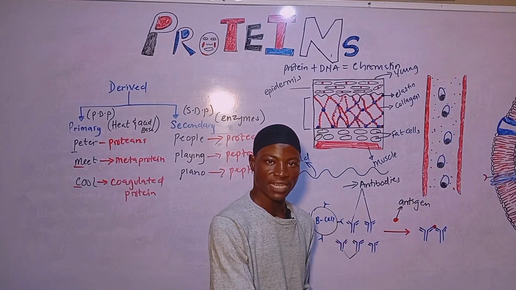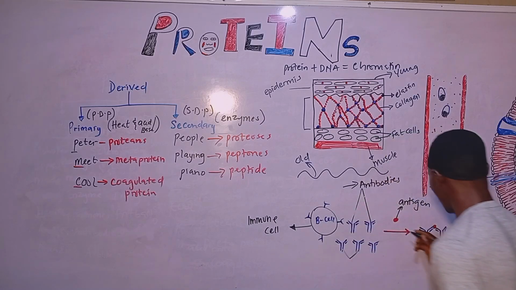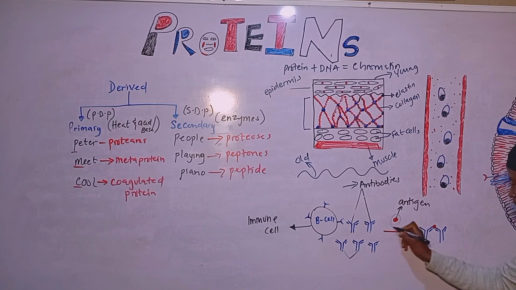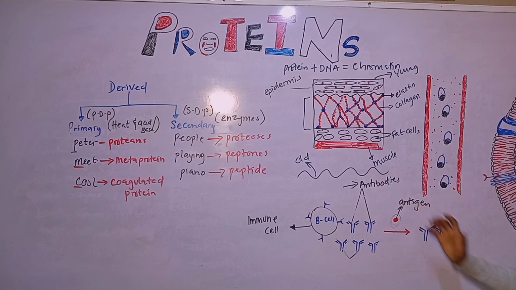And how do they fight against antigens? They bind to the antigen, and that's exactly what you are seeing here. Once they bind to the antigen, they will mark it for elimination. They will neutralize the effect of this antigen. They neutralize it by binding to it. Do you get that? So that's basically how they eliminate antigens.